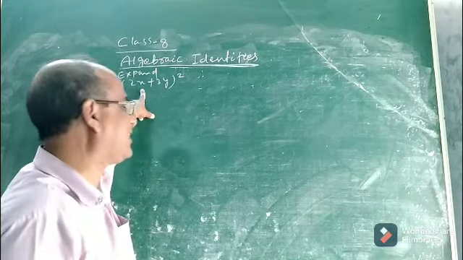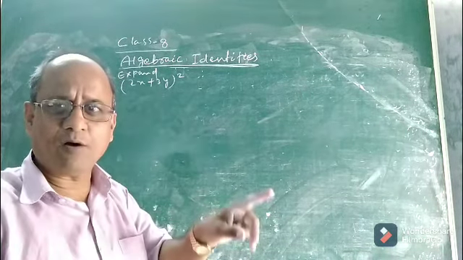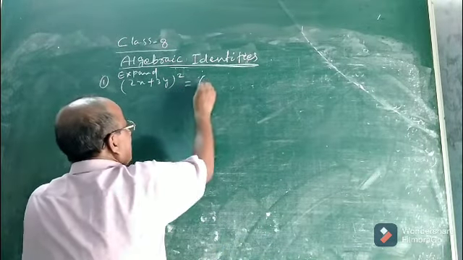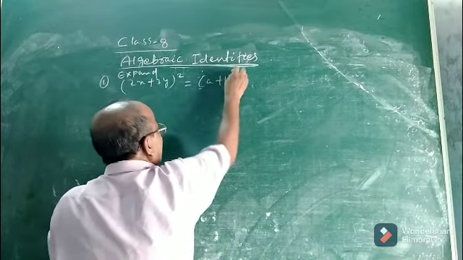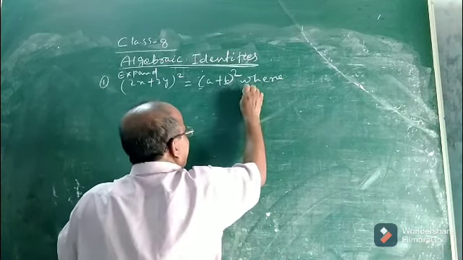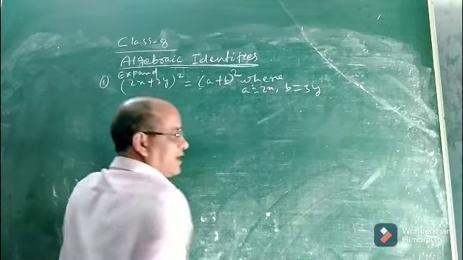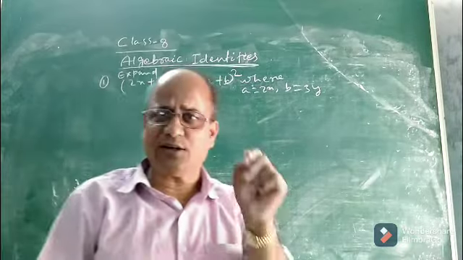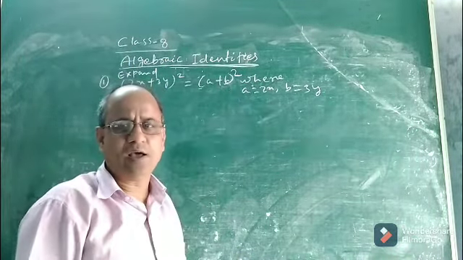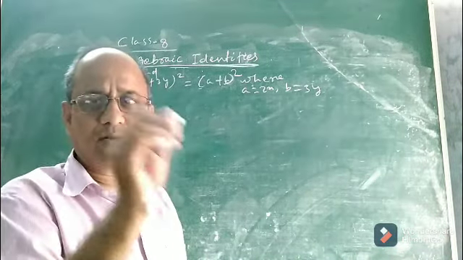So if 2x is taken as A and 3y is taken as B, then it is in the form of which identity? It is in the form of A plus B whole square. So A equals 2x and B equals 3y. Now the given algebraic expression is in the form of A plus B whole square, where A is this and B is this. And you know the formula for the identity A plus B whole square? It is A square plus 2AB plus B square.